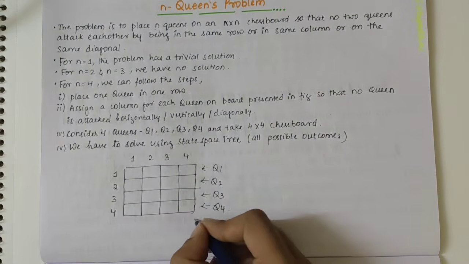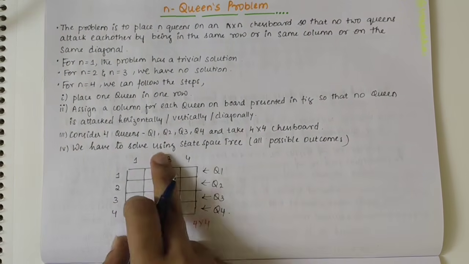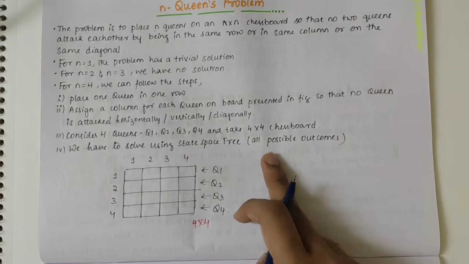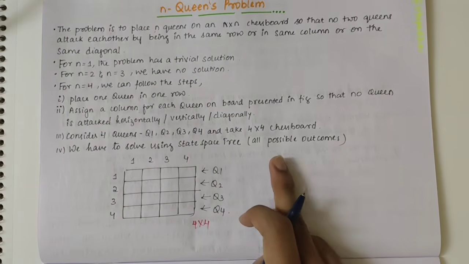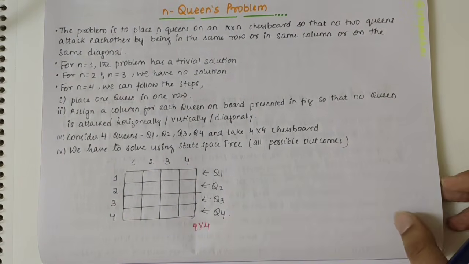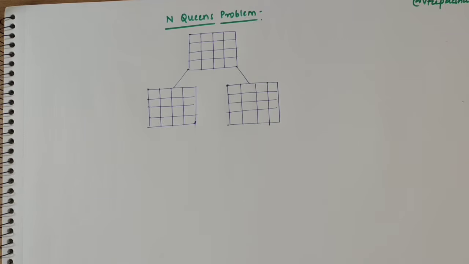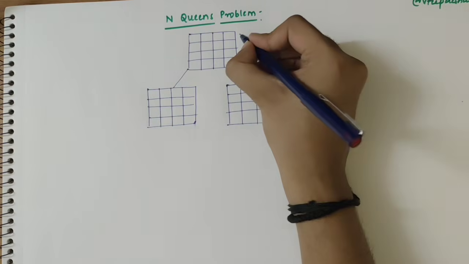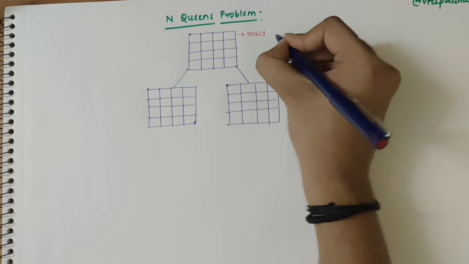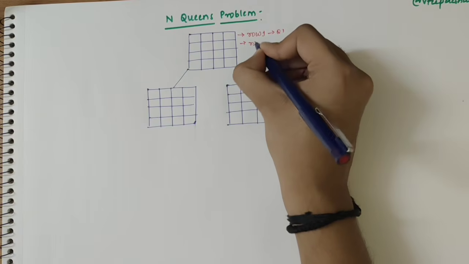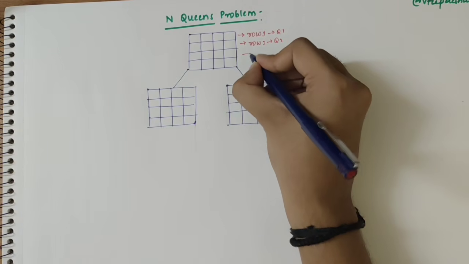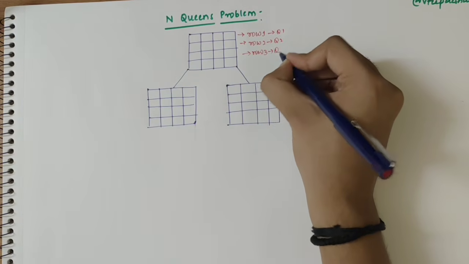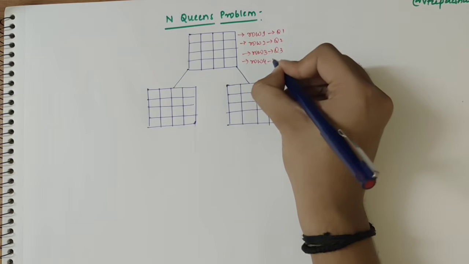This is the 4x4 chessboard. So we have to solve the problem using a state space tree. That is, we will generate all possible outcomes for this particular problem. So let's see how we will place the 4 queens in this 4x4 chessboard, for the n equal to 4 problem. Firstly, this is the chessboard. We know that the first row should be for queen 1, the second row for queen 2, the third row for queen 3, and the fourth row for queen 4.